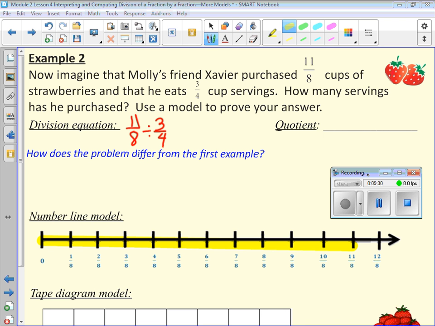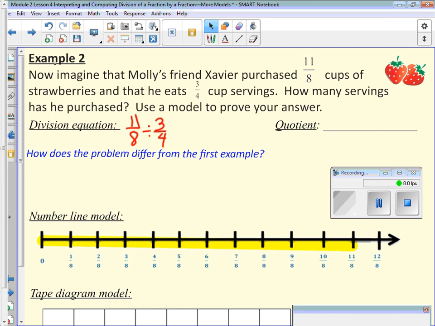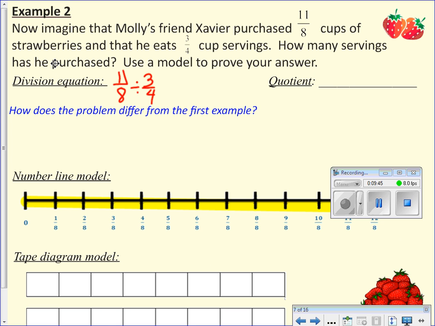Because the denominator is not the same. I don't have common denominators. So I can't circle groups of 4ths because this is showing an 8. So this problem is different from the first example because it doesn't have common denominators. So what can I do?